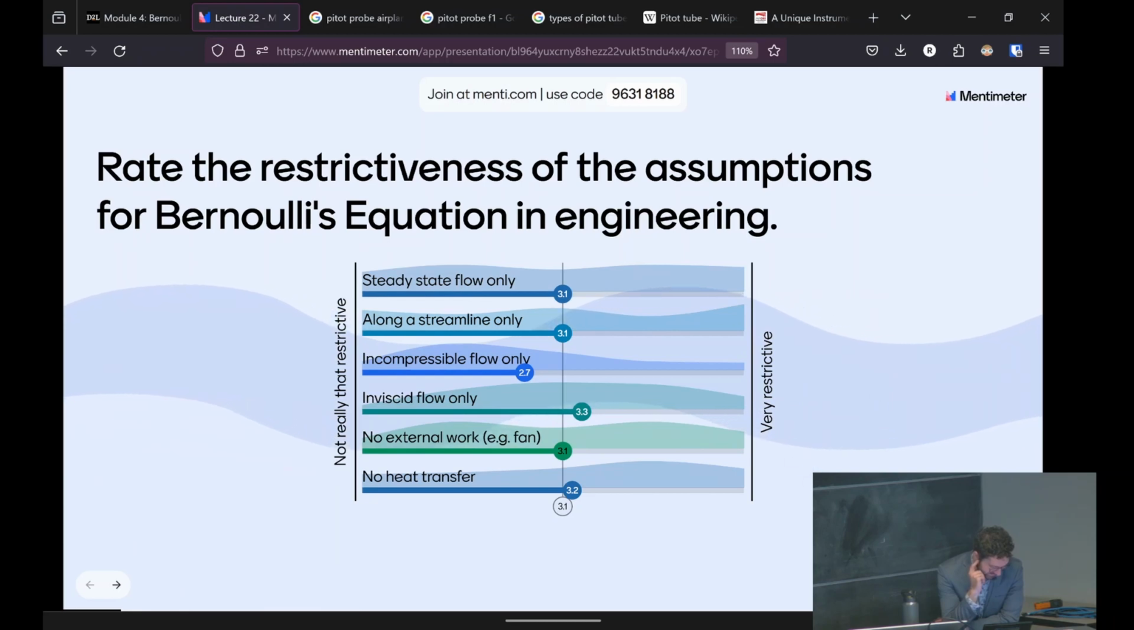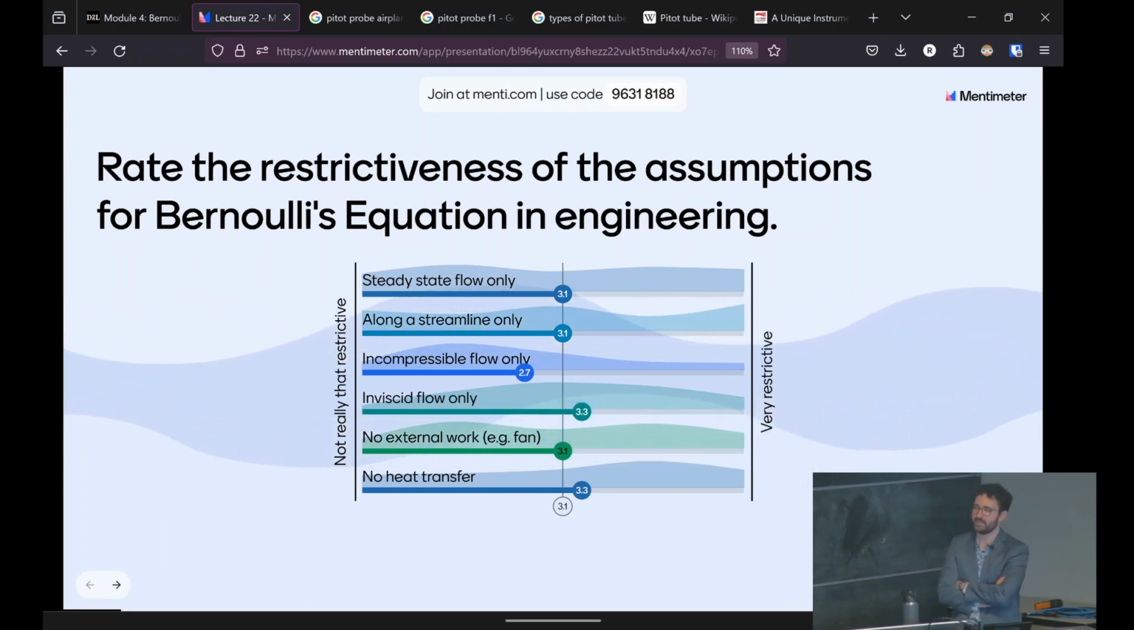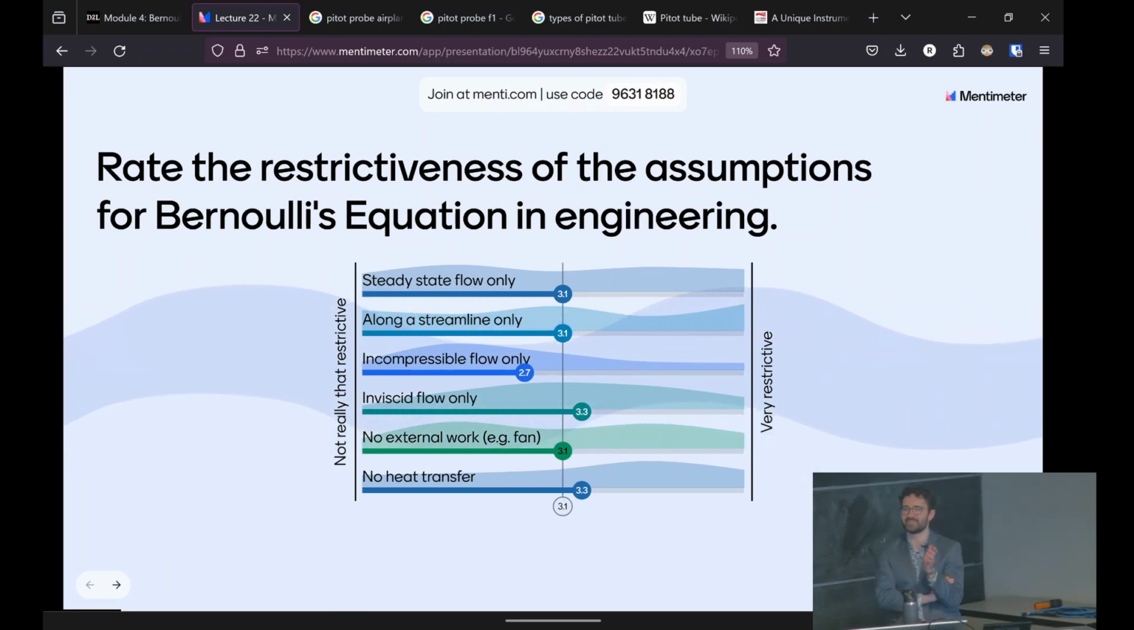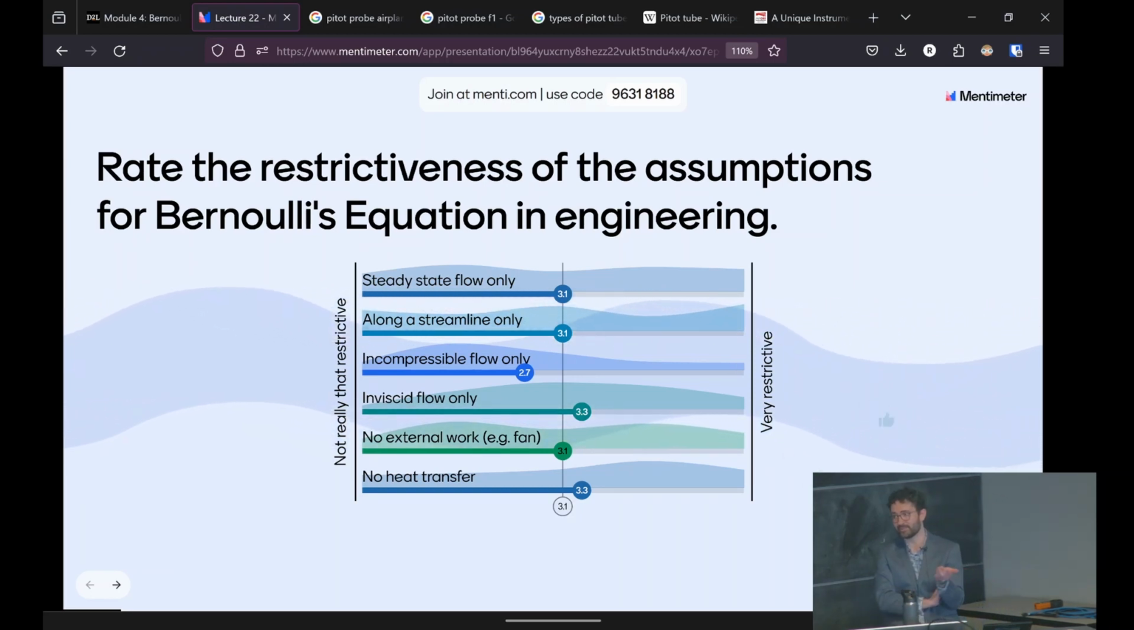Let's see. We also have incompressible flow only. I would agree that's not that restrictive. A lot of engineering flows are incompressible. Inviscid flows, no heat transfer. Yeah, so most times in real flow we have external work and heat transfer. And you might be happy to know that Bernoulli's equation can be extended to when you have external work applied. For example, in your project, you're going to have a pump in your Bernoulli's equation. So that's going to be a source of external work.